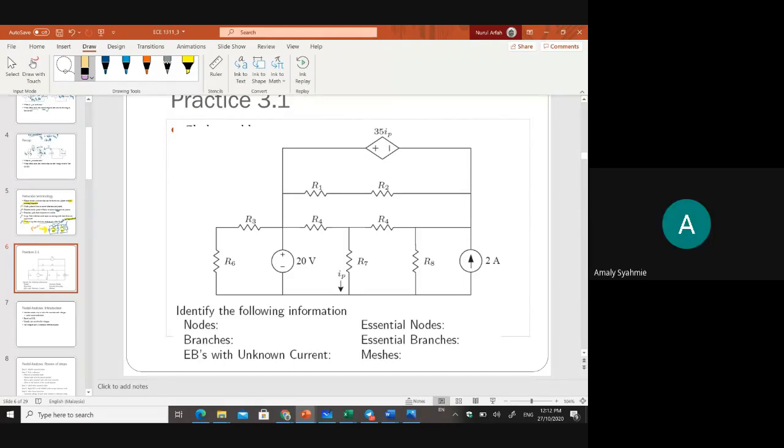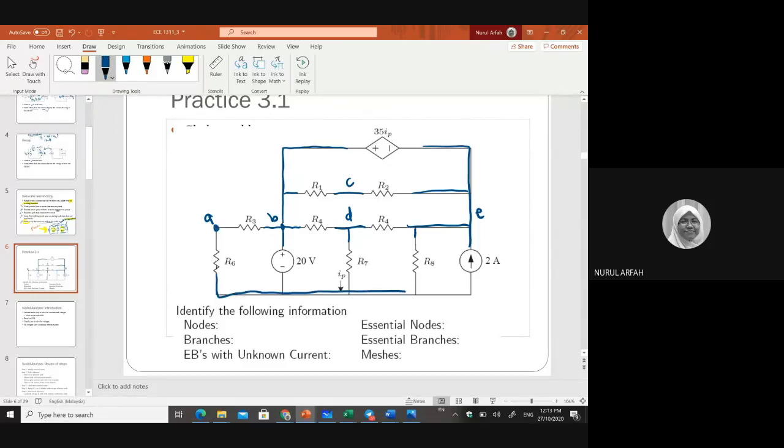Between R3 and R4, let me name it. This is A, this is B. And you know that the B here is actually connected all, right? Like this. And then this is C, D, E. And then the last one, this is F.